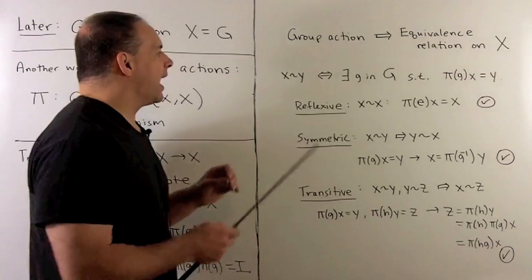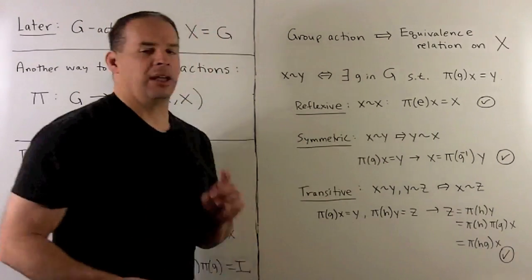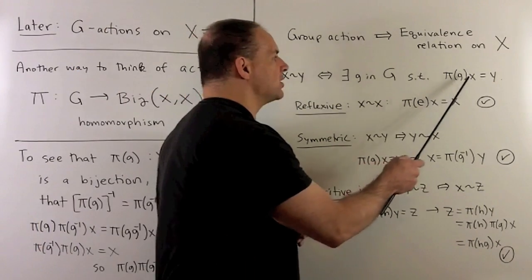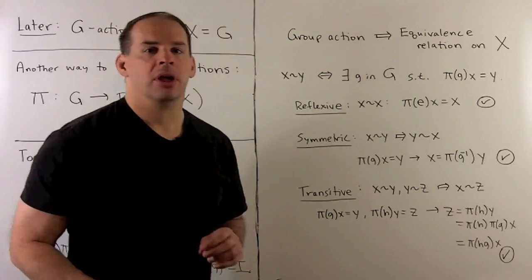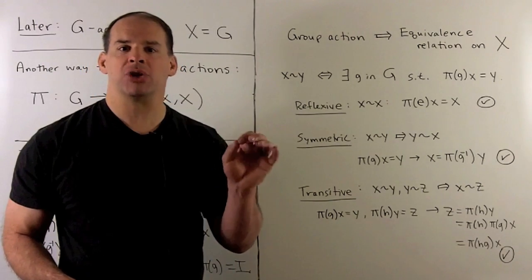So I'll say x is related to y, with x and y in our set X, if there exists an element g in G, such that pi of g on x is equal to y. So we want to show that this relation is reflexive, symmetric, and transitive.